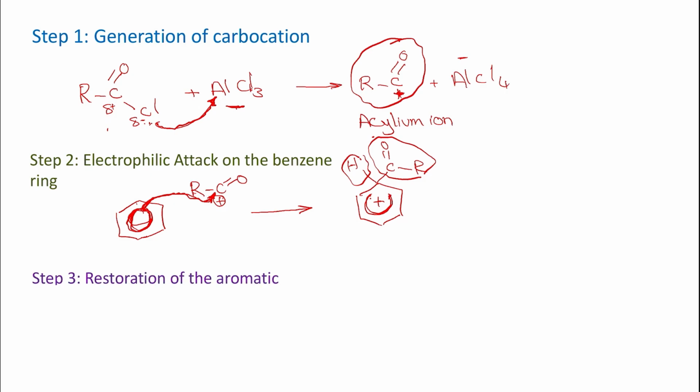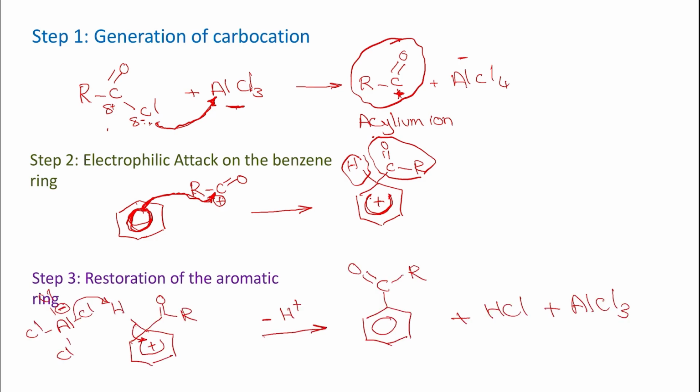Then the final step is the restoration of the aromatic system, or of the aromatic ring. In this part of the reaction, we have the aluminum, which has the negative charge with the chloride, and this is going to attack this hydrogen and abstract it. Then the electrons of the carbon-hydrogen bond will go back into the ring system, and that will lead to restoration of the aromatic ring, and the final product will be produced, which is going to be the ketone.